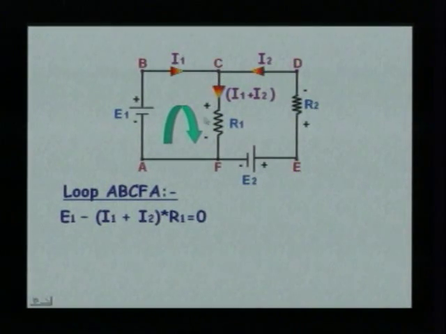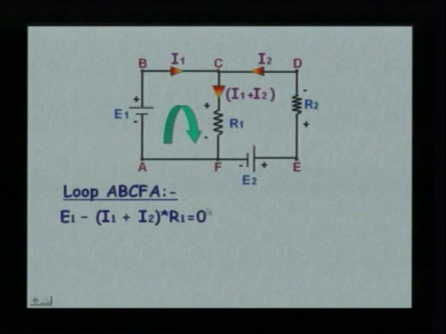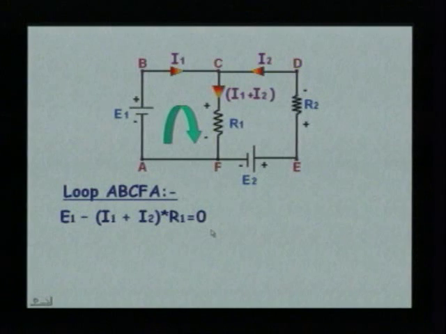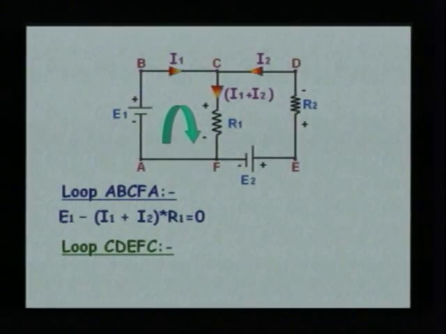Coming from C to F, we have got R1, the current being I1 plus I2. If you observe, we are moving from positive to negative terminal, that is, there is a fall in potential. So, we have to take a negative sign. So, we have got minus of I1 plus I2 into R1, whereas in FA we have got no component. So, this is equated to 0. Similarly, we shall write down the next loop equation.